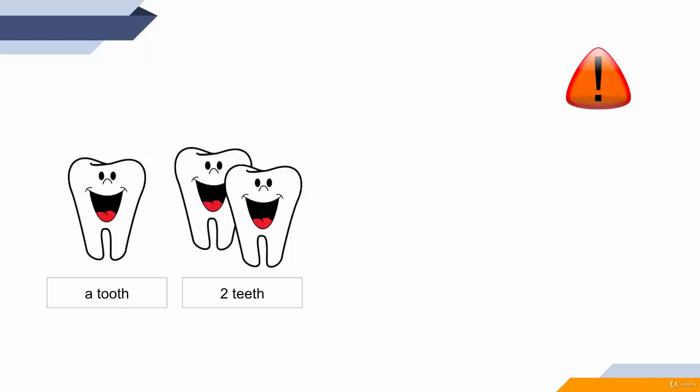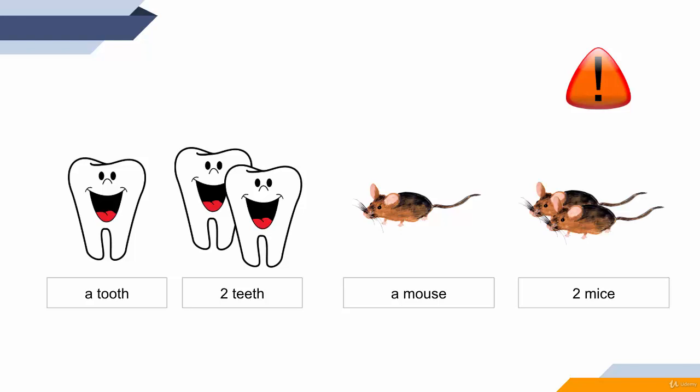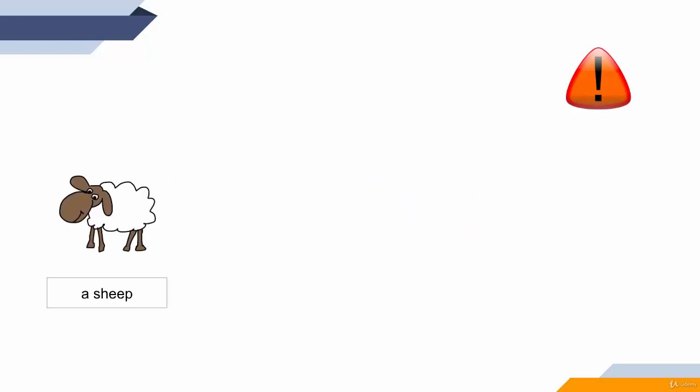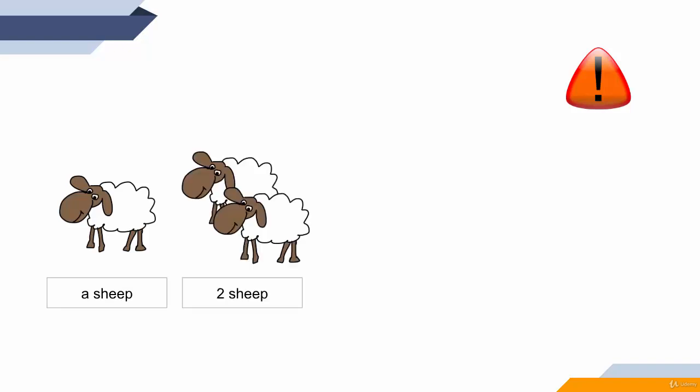Tooth, teeth. A tooth to teeth. A mouse to mice. And it's almost enough with the examples. Okay, two more I prepared. A sheep to sheep. Here be careful. When you use sheep in plural, you don't add anything. You don't change anything. It's the same word, just used in different context.